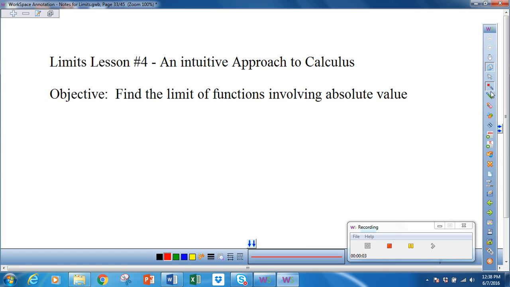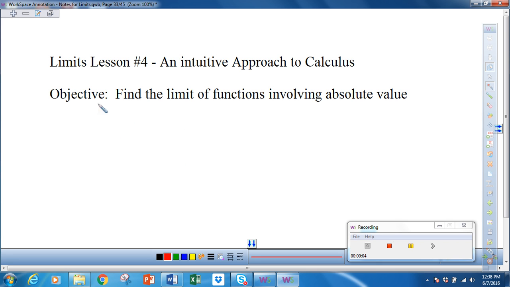Okay, welcome to Limits Lesson 4. In this lesson, we're going to look at an intuitive approach to solving limits with absolute value. I have to tell you, honestly, that the way I'm going to teach this to you is probably not the way that your teacher will teach it to you. I teach it from more of an intuitive perspective. Hopefully, by doing it this way, when your teacher introduces her method or his method, it will make sense to you, and you'll understand why they're getting the answers that they're giving.